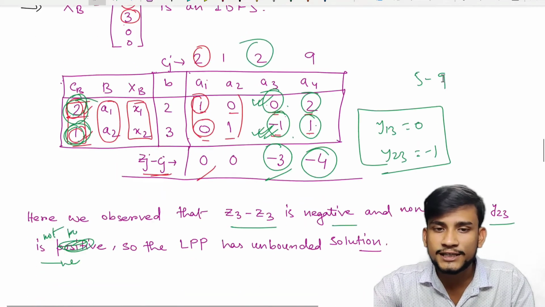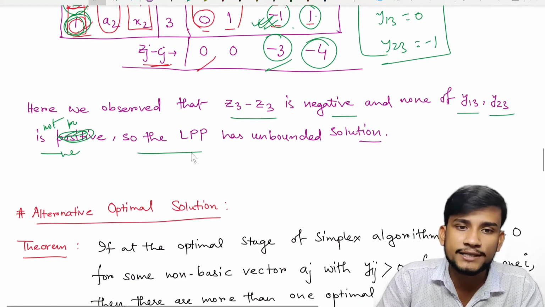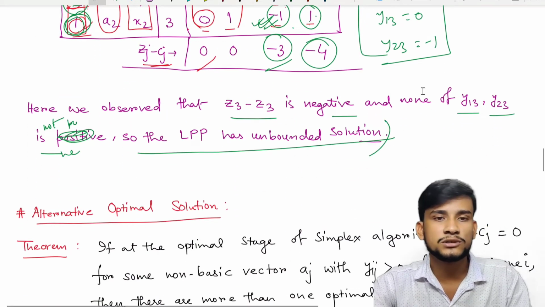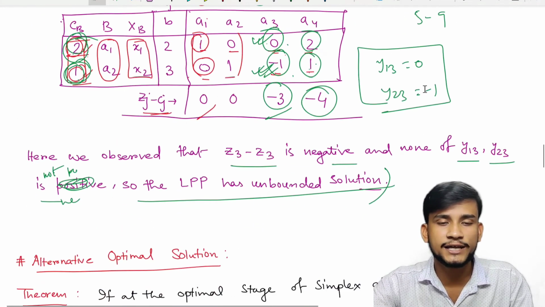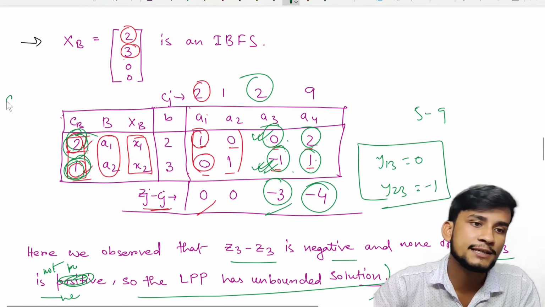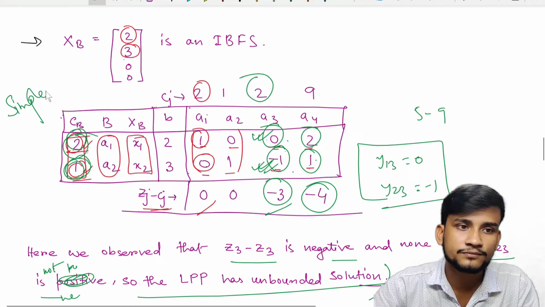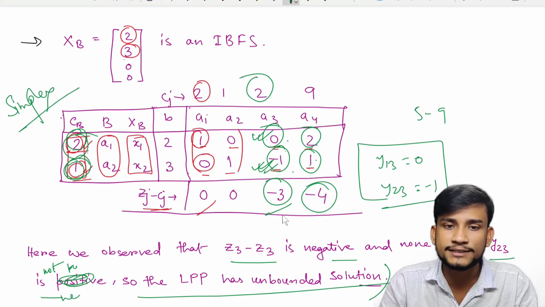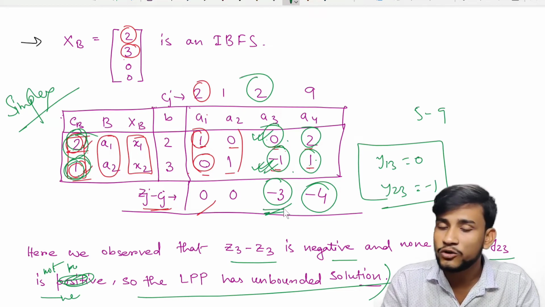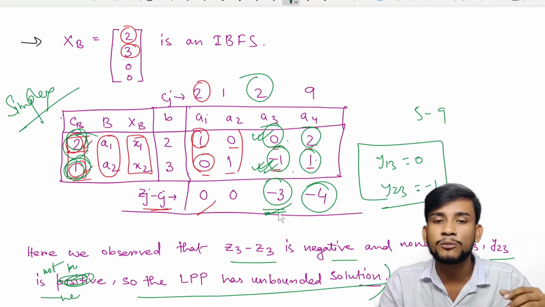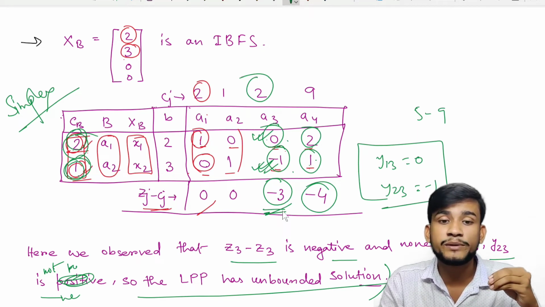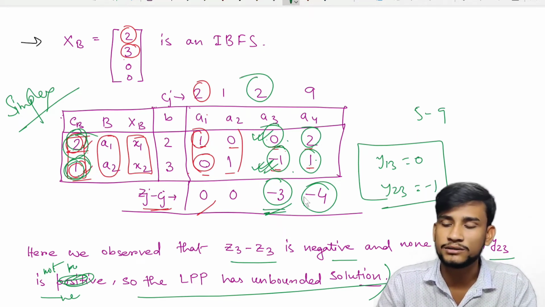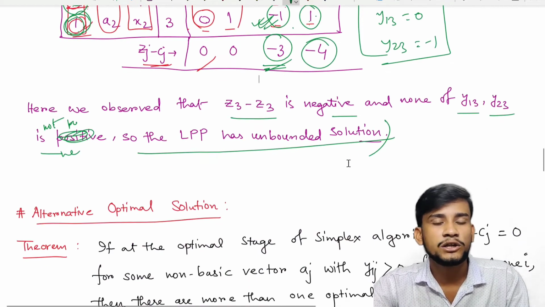Okay, so this is satisfied. That means what? That means the LPP has an unbounded solution. So this is the theorem and this is the example based on the theorem, and this is the simplex algorithm. In this case, the optimality condition zj minus cj, is it satisfied or not? This is not satisfied. That means in this case the LPP has no optimal solution, or you can say an unbounded solution. So this is the theorem and this is the example.